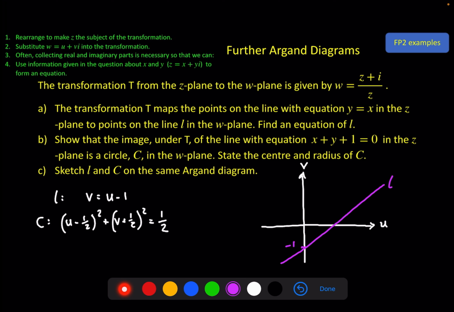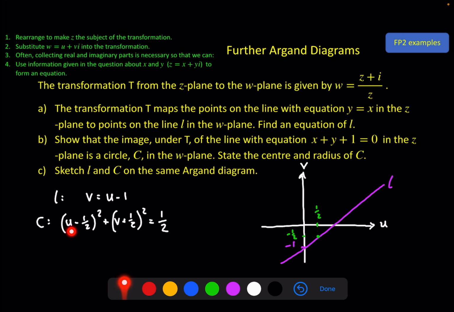And then our circle, we should perhaps think a little bit more carefully about this. Centre half, minus a half. And that should be on the line. Then the radius is the square root of 1 over 2, which is just a little bit bigger than half, about 0.7, so it will cut both axes as it comes around.